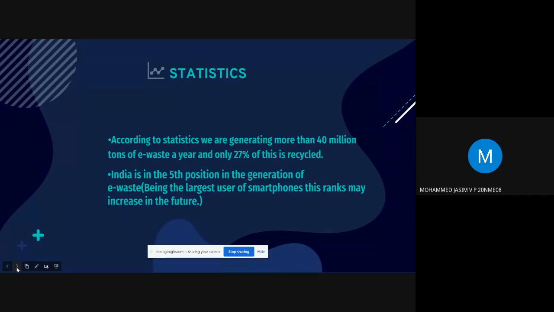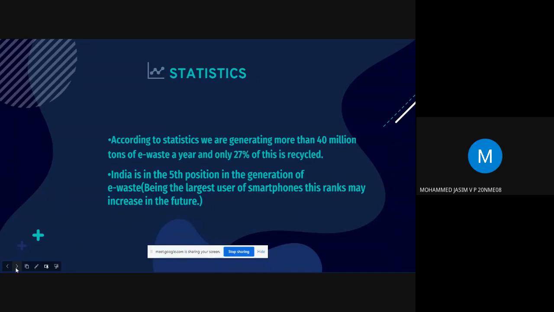portion of municipal waste. According to statistics, we are generating more than 40 million tons of e-waste in a year, and only 27% of this is recycled. In 2019, approximately 54 million metric tons were produced worldwide, and the leading country based on e-waste generation was China.